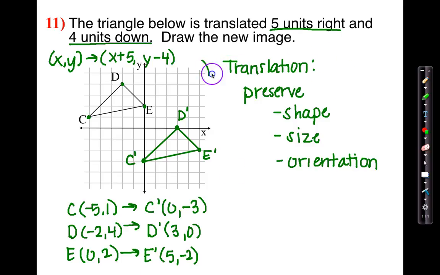And last but not least, please remember translations are going to preserve the following things. It's going to preserve the shape, meaning the shape isn't going to change. It's going to preserve the size. It's not going to get bigger. It's not going to get smaller. And the orientation is going to stay the same, so it's not being rotated in any direction at all. So on that note, since I went ahead and showed you an example, I would like you to go ahead and try the next one on your own.